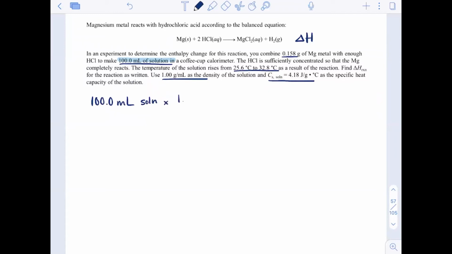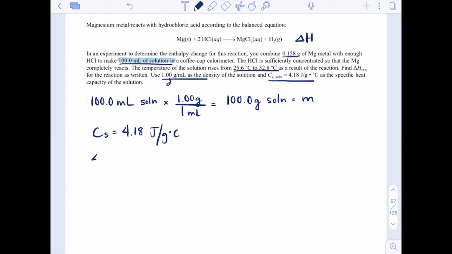All right, we know that 1.00 grams over 1 milliliter, the density from up there, means that we have 100.0 grams of the solution. There's our mass. Specific heat capacity, 4.18 joules per gram degree Celsius, and delta T, final minus initial, and do the math. Don't forget, subtraction and addition sig figs are different than multiplication sig figs. 7.2 is our change in temperature.